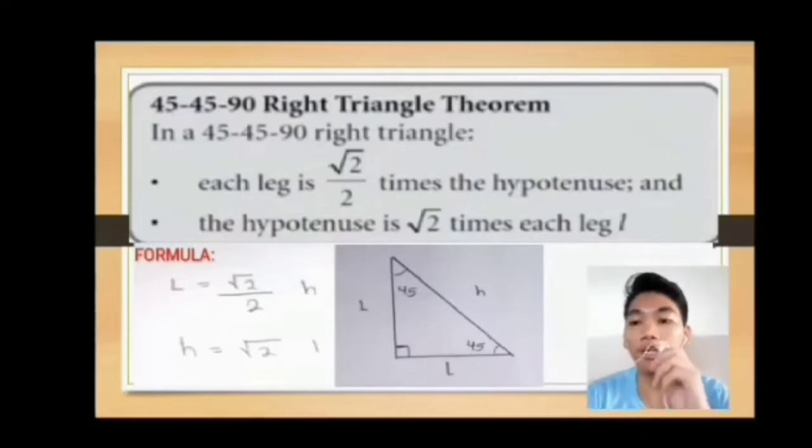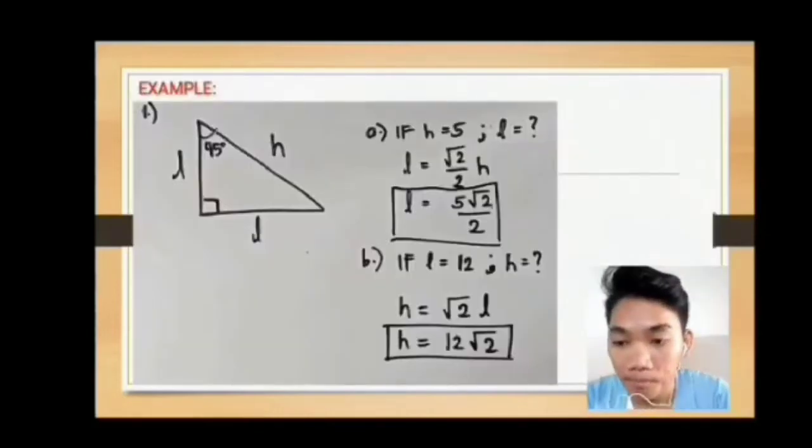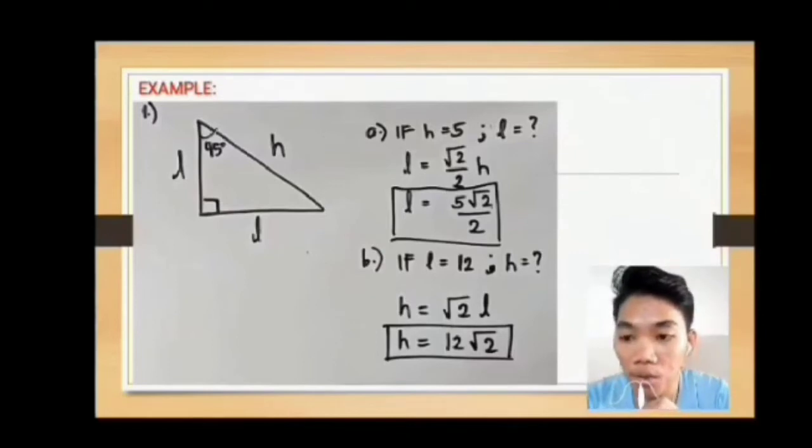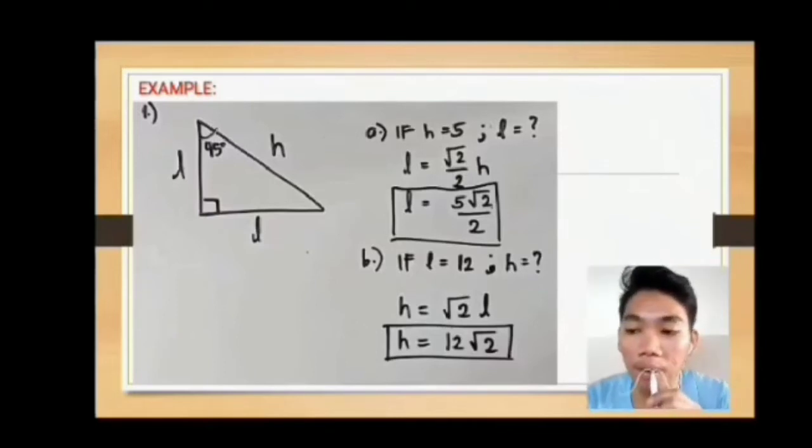So, meron tayong example dito. Example number 1. As we can see the triangle, so 45, okay? Meron tayong given na 45 dito. So, ang given natin is if h is equal to 5, then what is the length? So, ano daw yung length natin? As we go back, yung formula ng length natin kapag hinahanap is length is equal to square root of 2 over 2 times the hypotenuse.